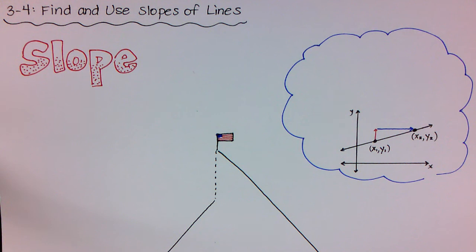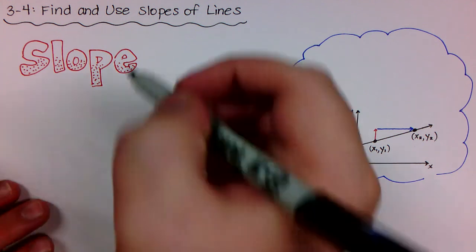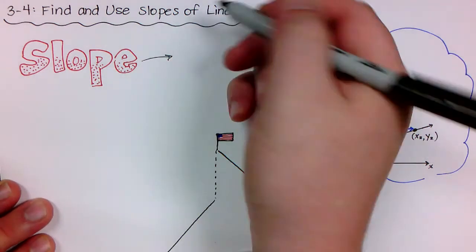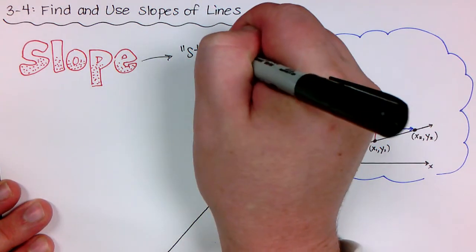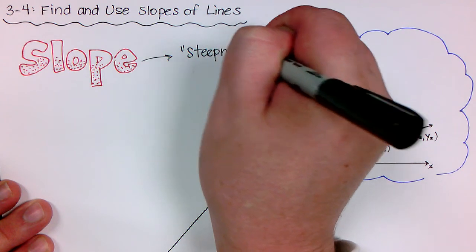Hello class, today we're going to be learning lesson 3-4 in your textbook, which is titled How to Find and Use Slopes of Lines. And so we've learned about slope in the past, probably the past couple years you've talked about slope. And what I want you to always remember is that slope is really the steepness of a line. So I'm going to write that down, how steep a line is.